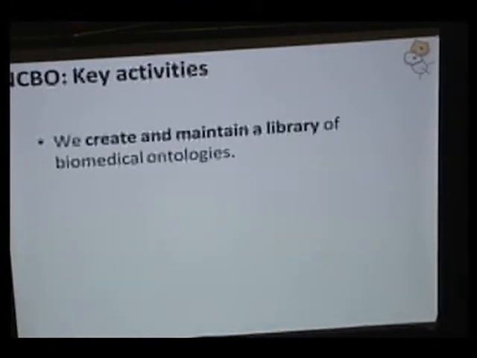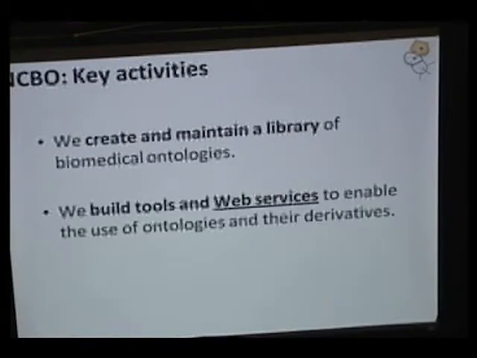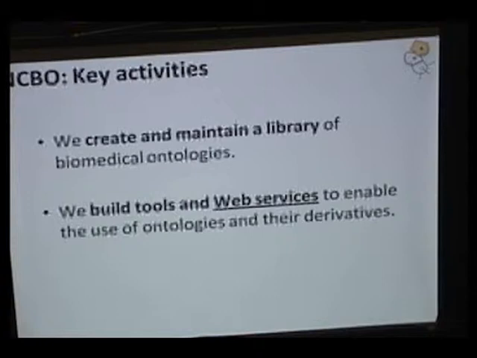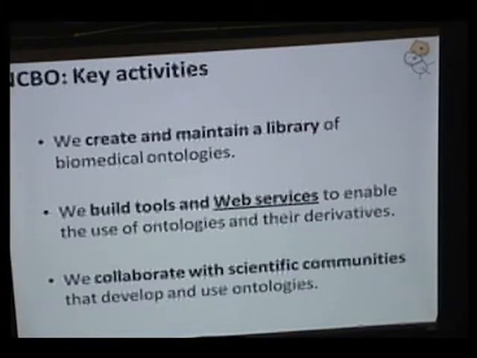So at NCBO, we do three key things. We create and maintain a library of biomedical ontologies. We build tools and web services to enable the use of these ontologies and their derivatives. The work that Tim just presented, Domino, uses one of our web services for annotation. There are lots of other groups that use these web services. And then the third thing we do is collaborate with scientific communities that develop and use ontologies, and try to make sure that they are indexable by at least ontology search engines.